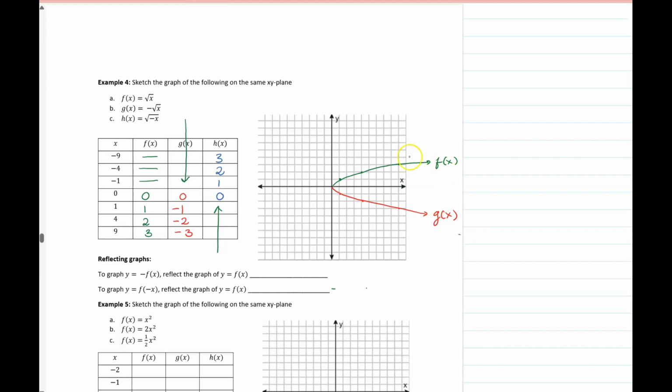Note that g of x is the reflection of f of x about the x-axis. And so I guess you can make a guess that h of x is the reflection of f of x about the y-axis. So let's plot it to see. So here is h of x. So h of x is a reflection of f of x about the y-axis.